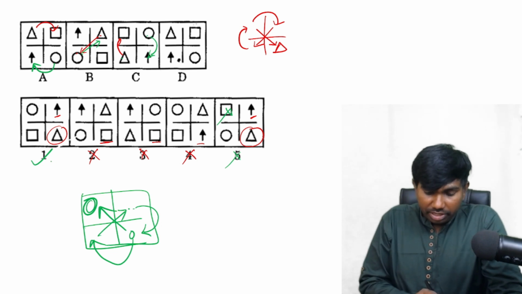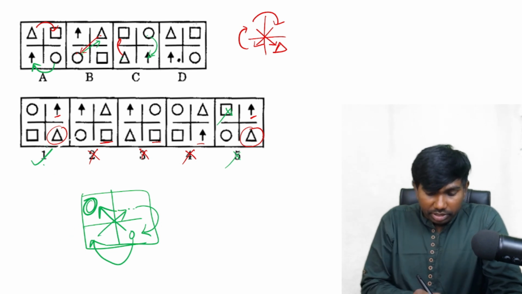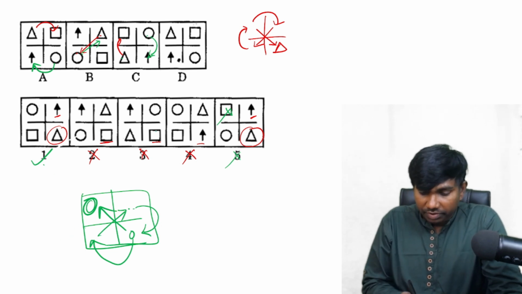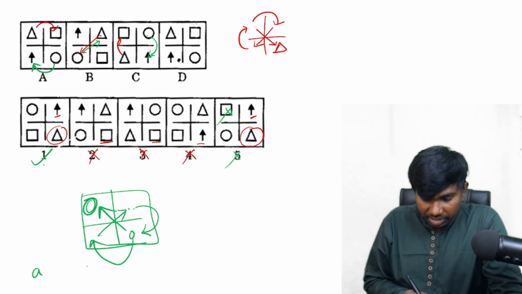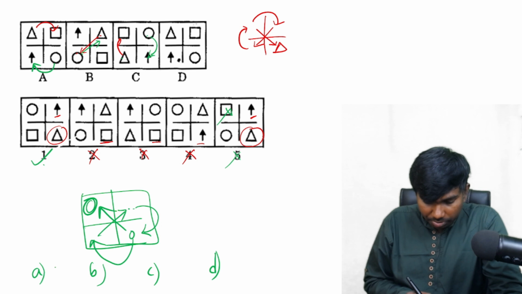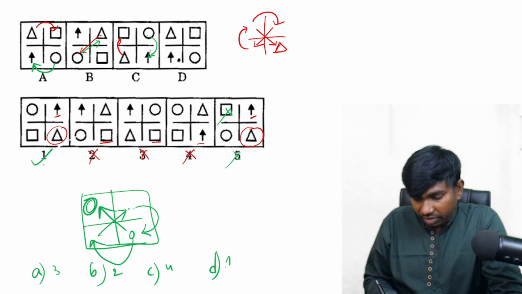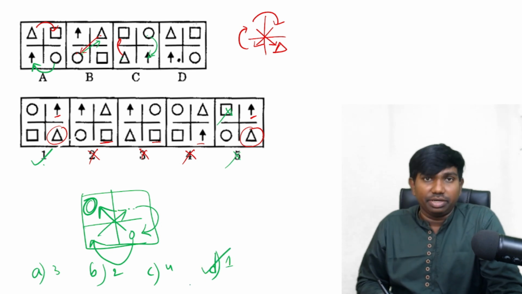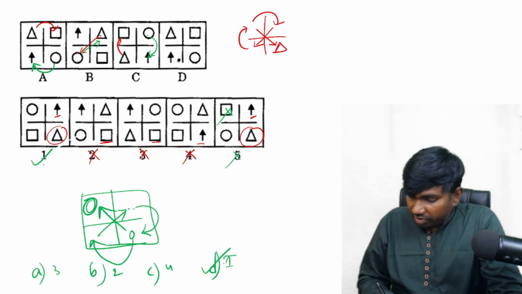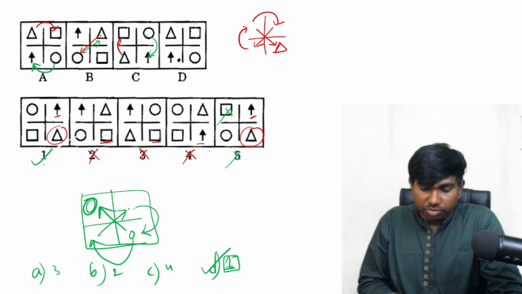See here, the options are directly given 1 2 3 4 5, but in your exams, these are the figure numbers: figure 1, figure 2, figure 3, figure 4, figure 5. Options may be given separately like this: options A, B, C, D, and option A consists of figure 3, option B figure 2, option C figure 4, and option D figure 1. So then the answer is option D. Option D, but figure 1 is our answer. So in our exercise, consider figure numbers only, not the options.